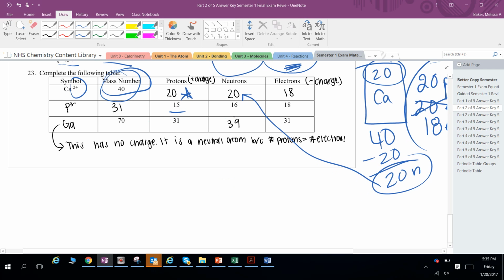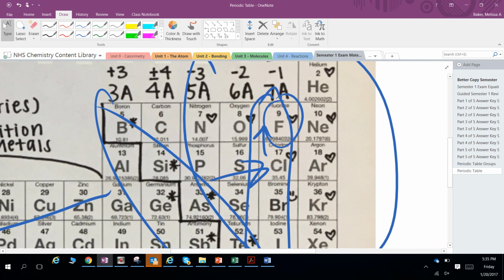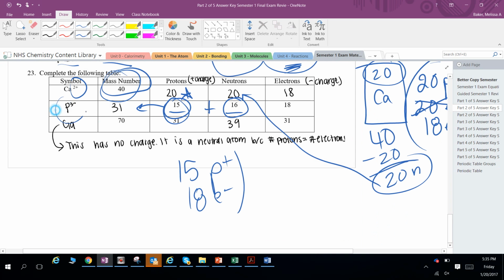For the next one, it left the mass number blank, so you have to figure it out. Protons plus neutrons always tells you the mass number. And for this one, it said there's 15 positives and 18 negatives. So the negatives are winning by 3. So this element, because it's number 15, you can look it up on the periodic table and say, okay, that's phosphorus, and it's got a -3 charge.